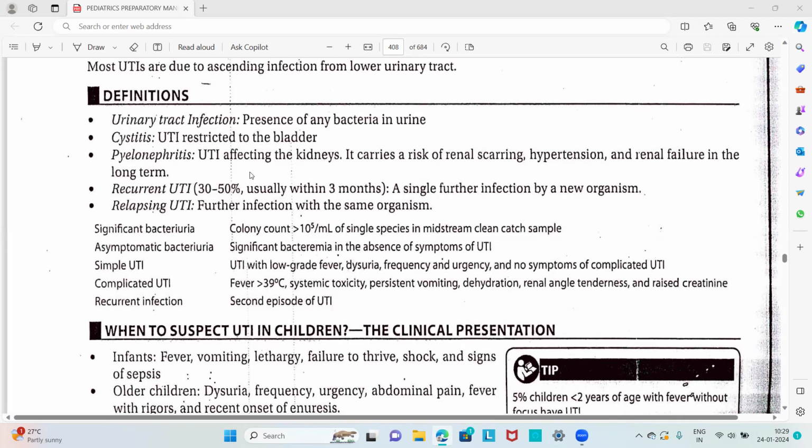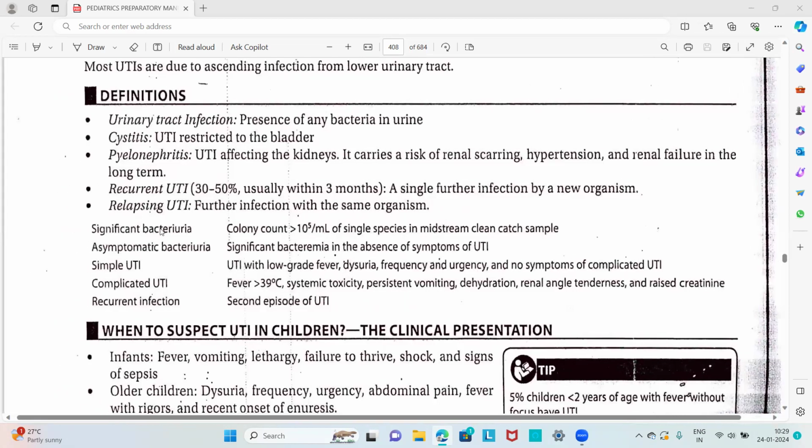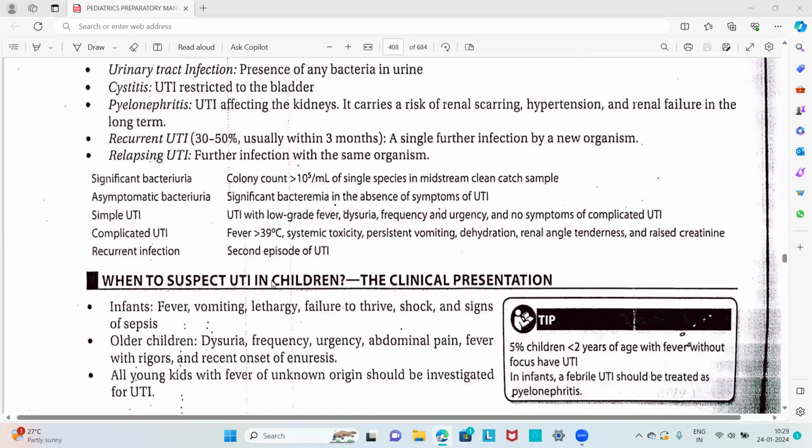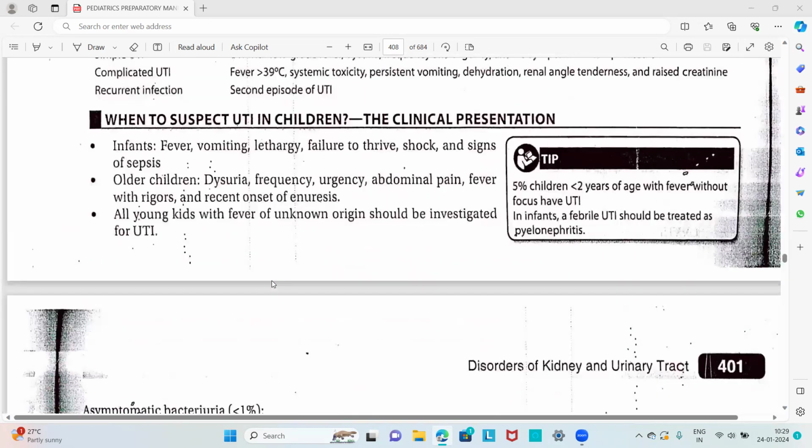Some more terms: significant bacteriuria. A colony count greater than 10 raised to 5 per ml of a single species in a midstream clean catch sample is called significant bacteriuria. And asymptomatic bacteriuria is significant bacteriuria in the absence of symptoms of UTI. So that is all regarding the definition of UTI.